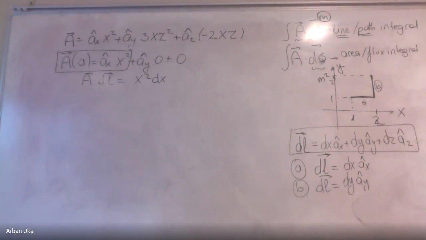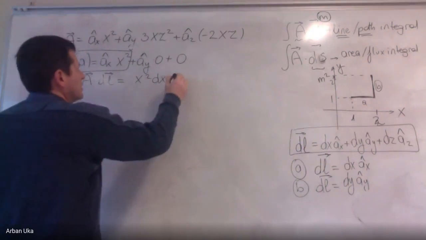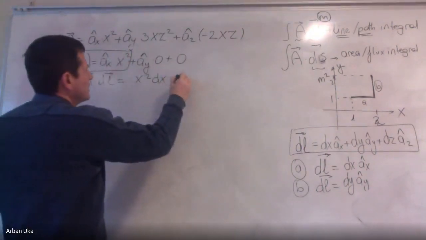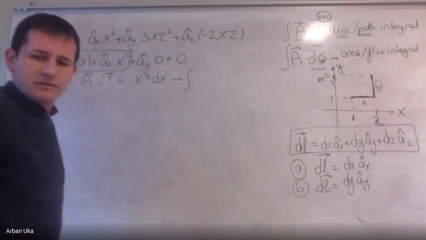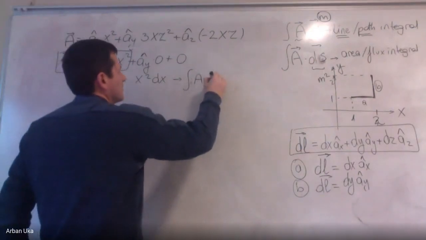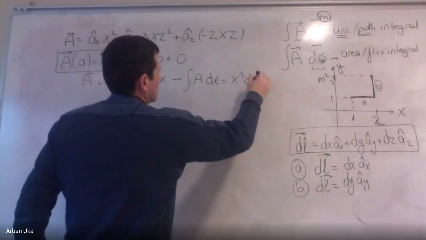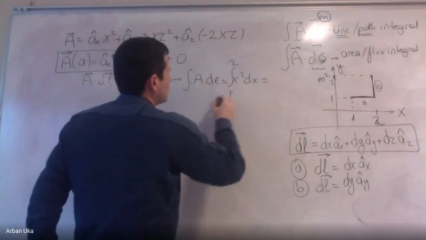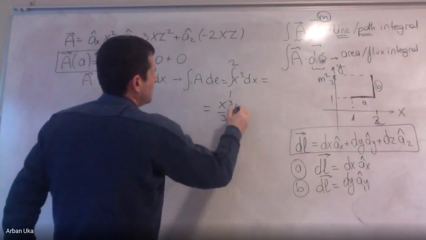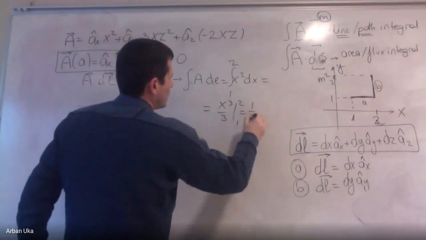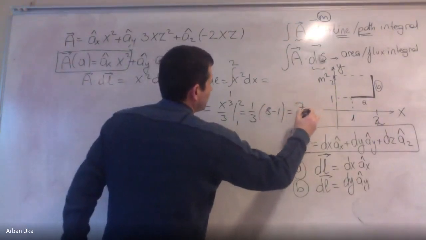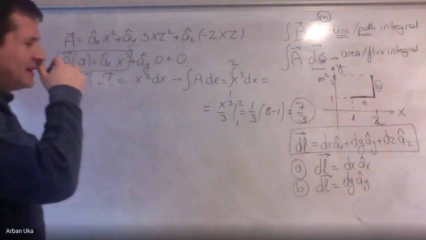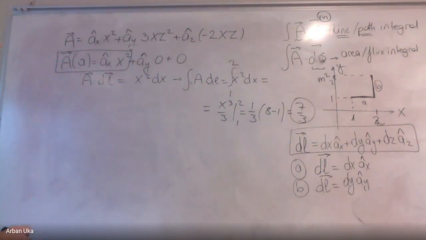So if we integrate this over this range, we integrate from 1 to 2, and this is going to be x cubed over 3, from 1 to 2. This is 1/3 times 8 minus 1, which is equal to 7 over 3. Okay, so this is what we find for this path.